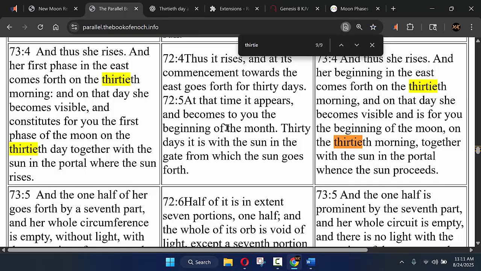So there you have it, the 30th morning. You see here, that's the time when the moon starts to reappear. Of course, we can't see that in the morning time, so it appears in the evening time. And with that, we have the beginning of the months.